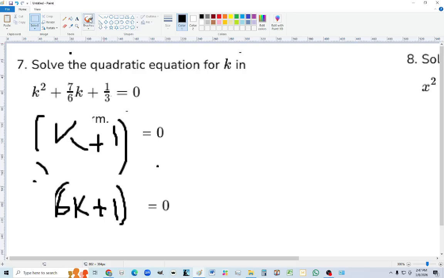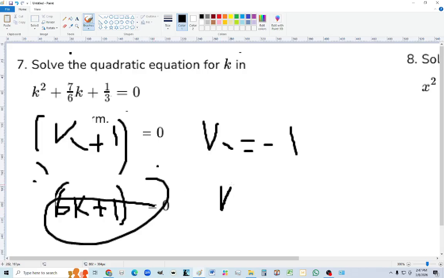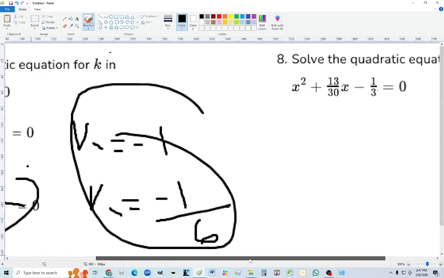When I solve for this one, I get k is equal to -1. And when I solve for this one, k can also be equal to -1 over 6. Those are the two possible solutions.